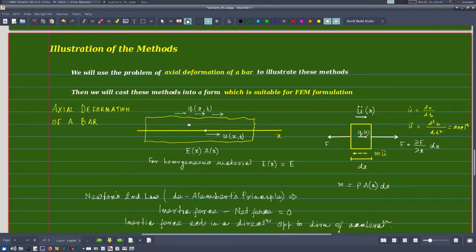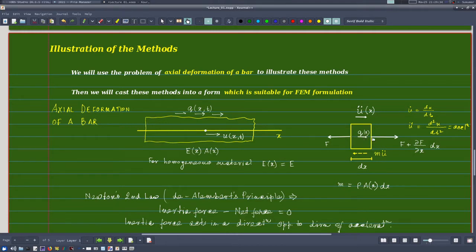Now let us consider a small portion of the bar, and let us consider a free body diagram of the portion. So we are considering a length dx of the bar, and we will try to find out the equilibrium of this infinitesimal bar element, portion of bar. Here element doesn't mean finite element.